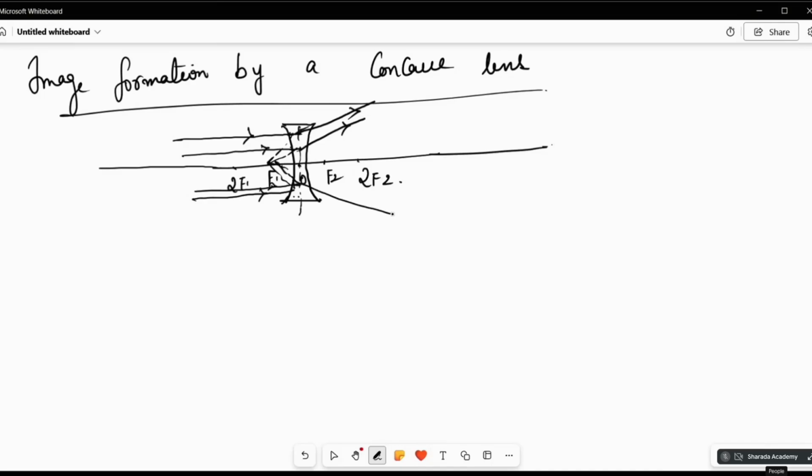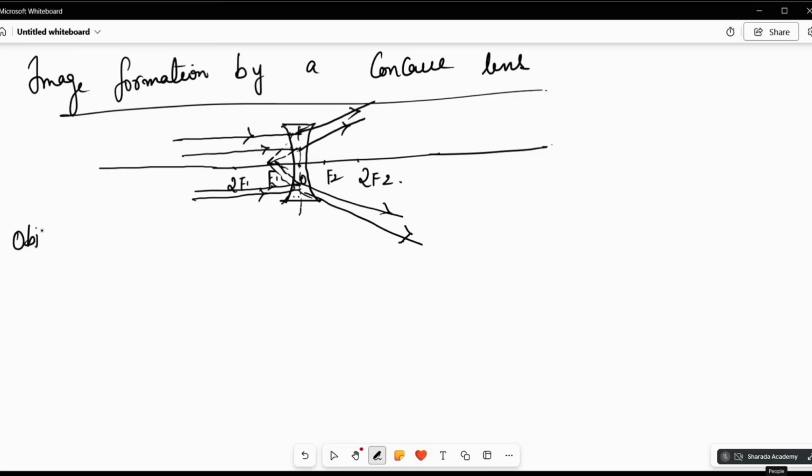Diverges from the focus. Okay. So actually here on the other side, image is not formed because the rays will diverge, but it appears to diverge from the focus point. That is why image is formed here on the focus. Image is formed on the focus. Okay.